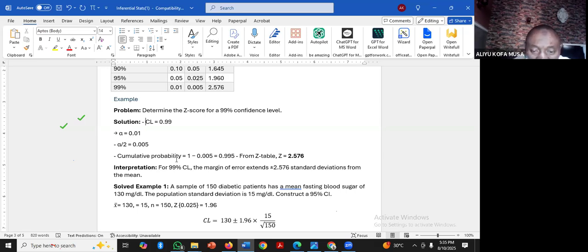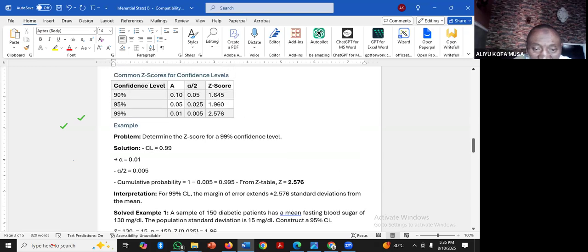So taking these values, let's go to our table for 99. For 99%, look at the z value. The z-score is here, and this is what we got here. This one is from the table, okay? It's from the table.